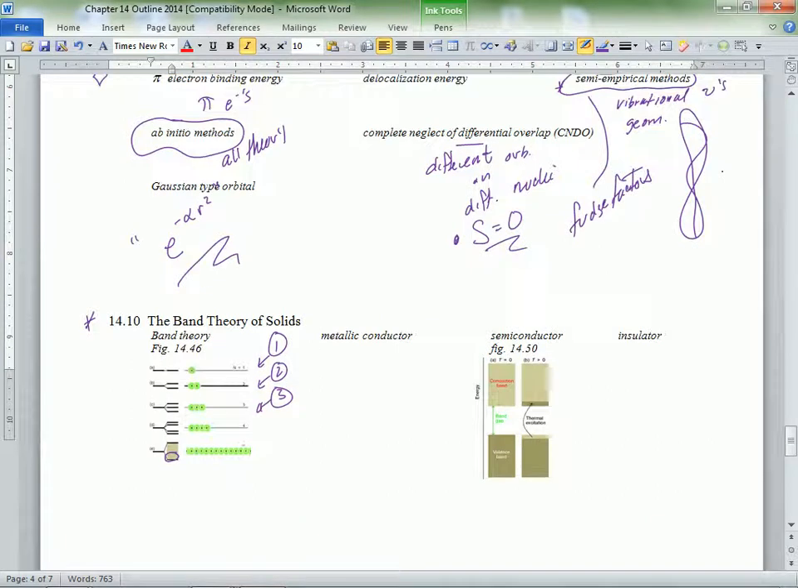Whoop, where did it go? Right? That you end up having a band. And at the bottom of this band, you can't even tell the energy difference between these guys. They're so close in energy. At the bottom are your bonding molecular orbitals. At the top are your anti-bonding molecular orbitals. And I guess right in the very middle would be called non-bonding. Okay? So that's how this is looking.